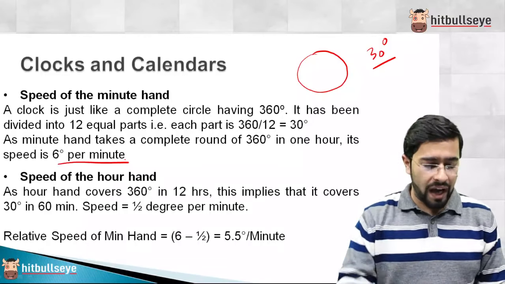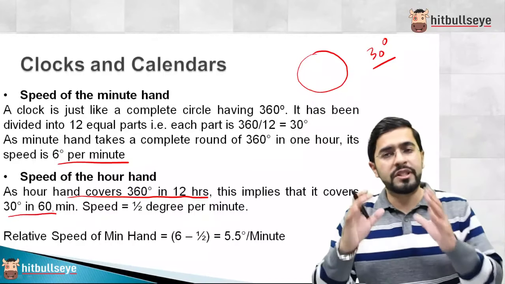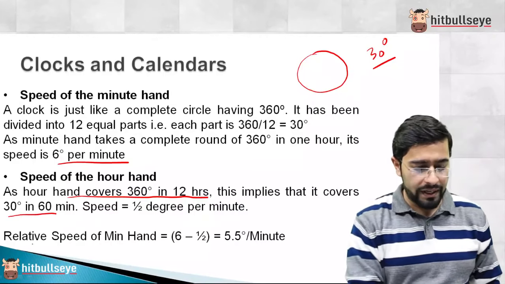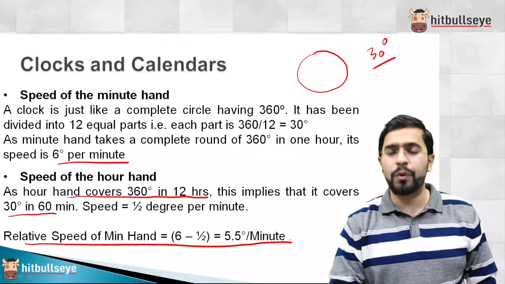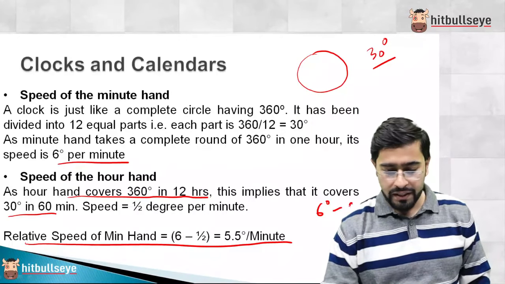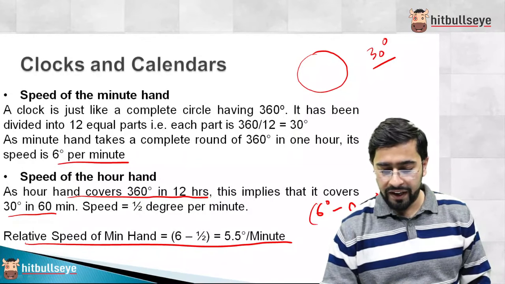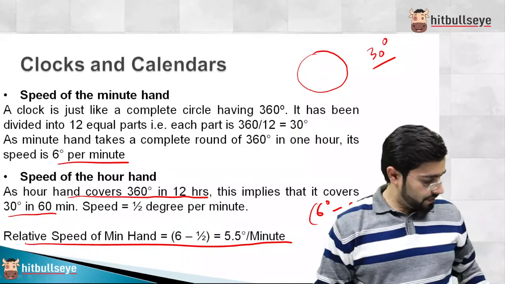Similarly, for the speed of the hour hand, an hour hand covers 360 degrees in 12 hours. This implies that it covers 30 degrees in 60 minutes. So the speed is half a degree per minute, and the relative speed comes out by subtracting both of them: 6 degrees minus 0.5 degrees gives 5.5 degrees per minute.